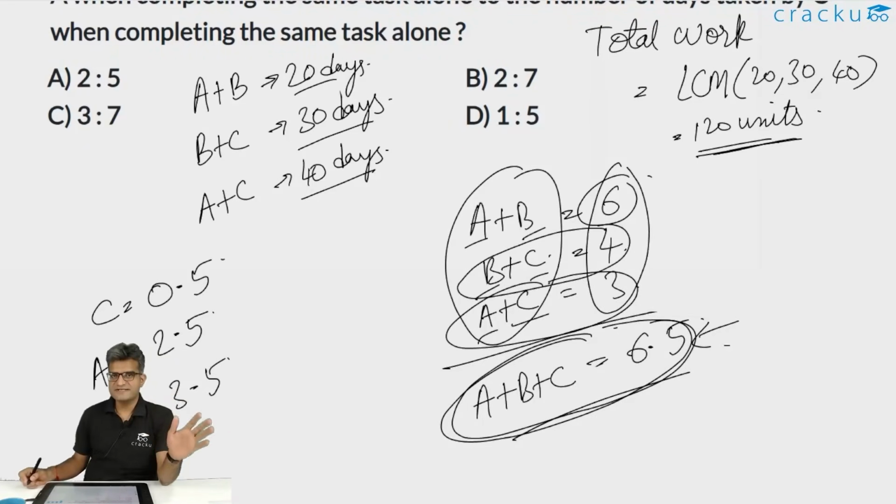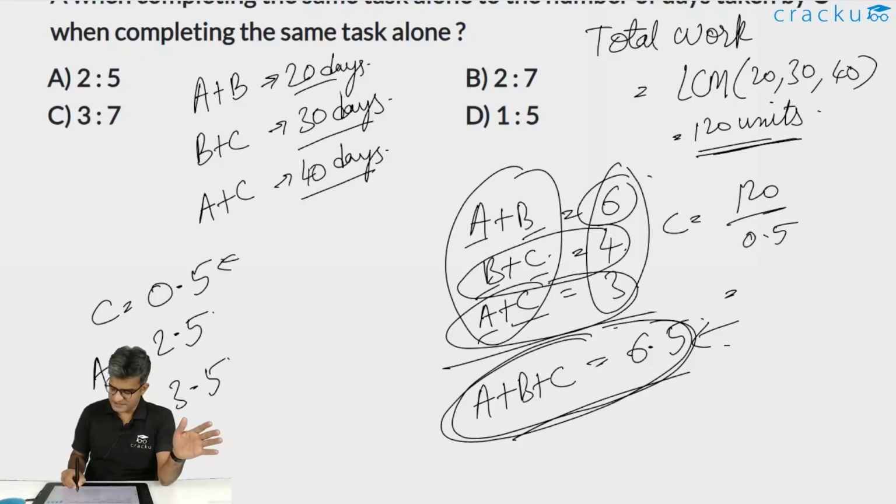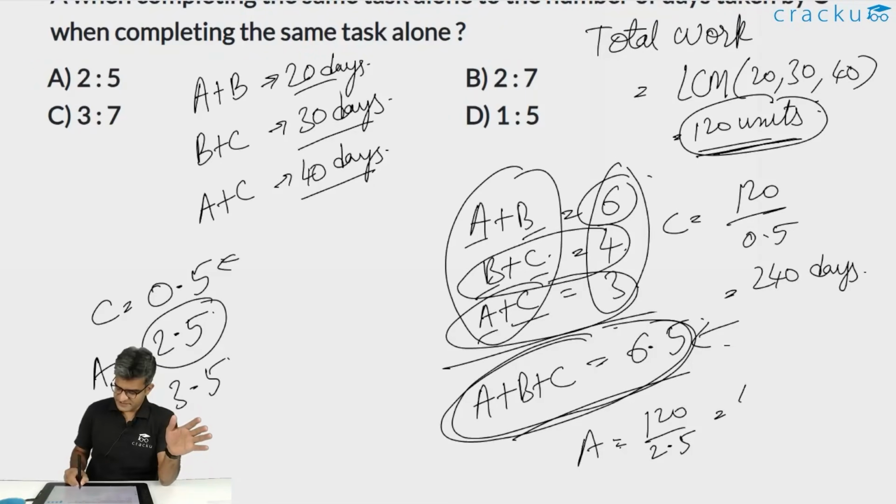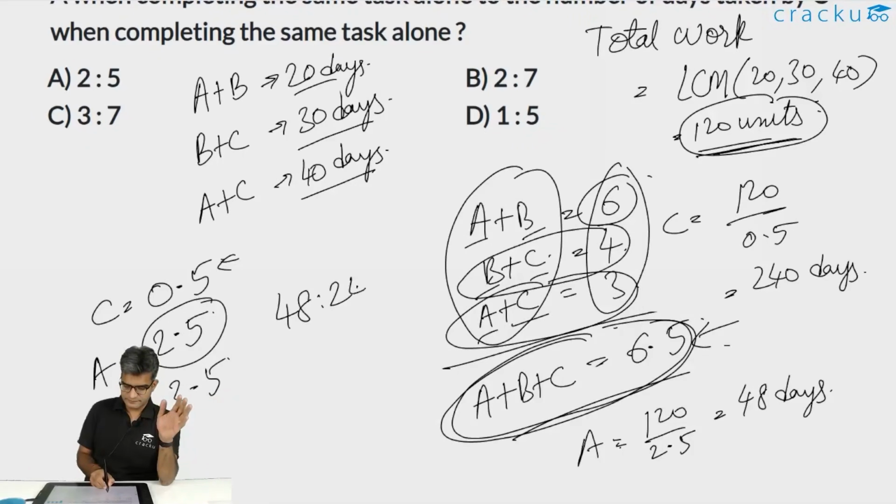So the time taken by C will be 120 divided by 0.5, which is equal to 240 days. The number of days taken by A will be 120 divided by 2.5, which is equal to 48 days. So the ratio of the number of days taken by A and C will be 48 is to 240, which is equal to 1 is to 5, which is option D.